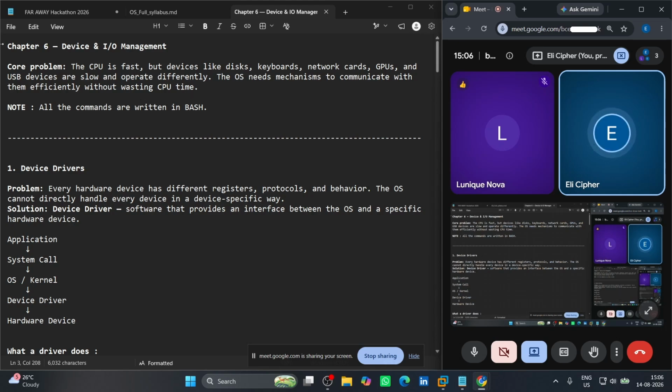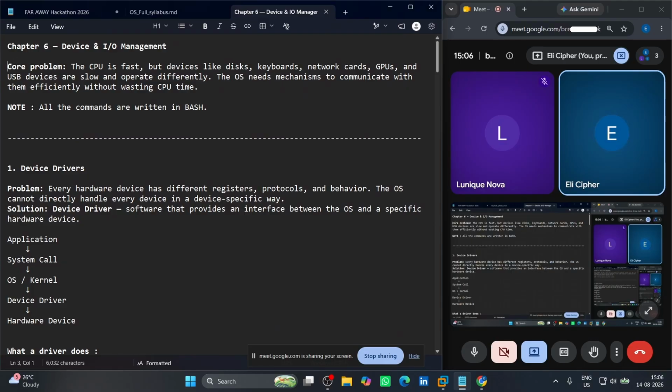This is our chapter number 6, devices and IO management. What is the core problem? The problem is that the CPU is fast, but devices like disk, keyboards, network cards, GPUs, and USB devices are slow and operate differently. There are different kinds of operations and operating methods. The OS needs a mechanism to communicate with them efficiently without wasting CPU time.